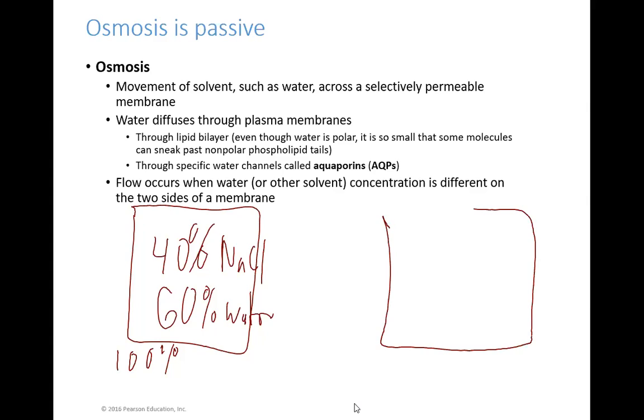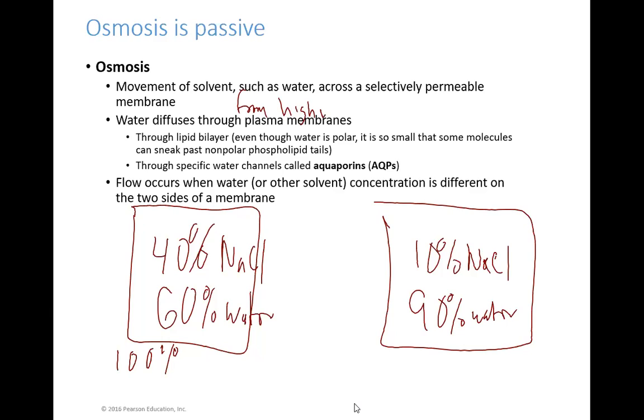Over here is another beaker that is 10% salt, which means that this has got to be 90% water, because 100 minus 10 is 90. So now you have two different solutions. One is 60% water, one is 90% water. Osmosis is movement of water from high water to low water.